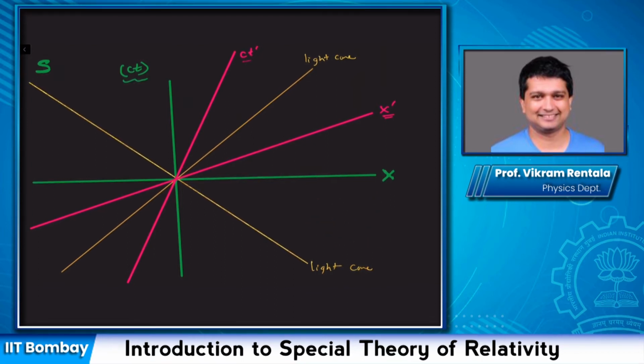Okay, so let me explicitly write that here. These points have ct prime equal to 0, every point on this axis, and every point on this axis has x prime equal to 0.